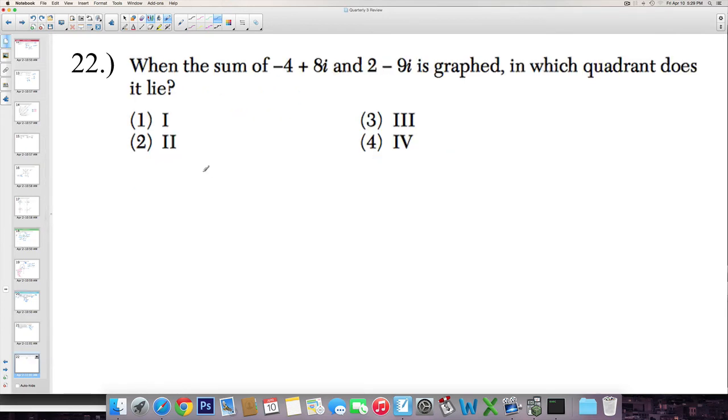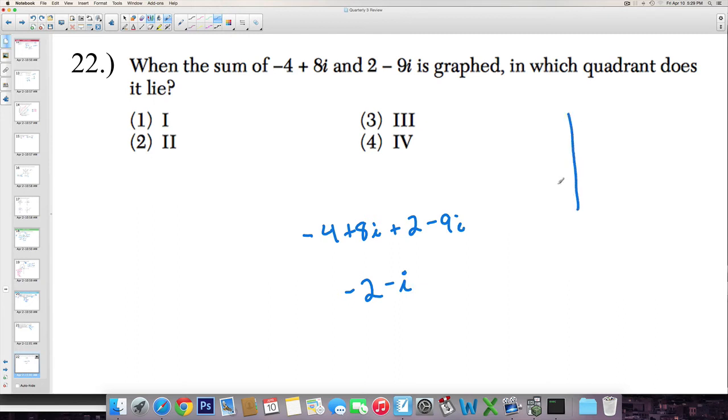We're adding complex numbers here. So 4 plus 8i plus 2 minus 9i. So we can add our real numbers and then add our imaginary numbers. So 6 minus i.